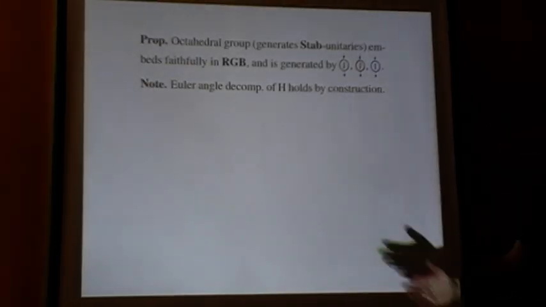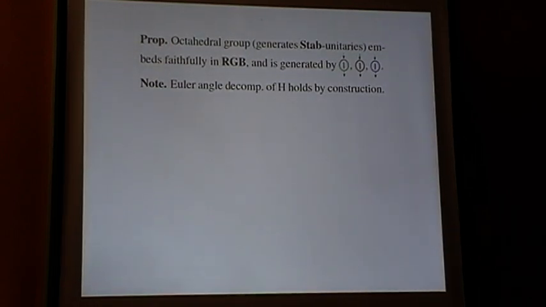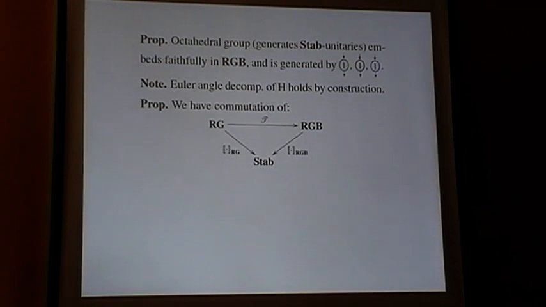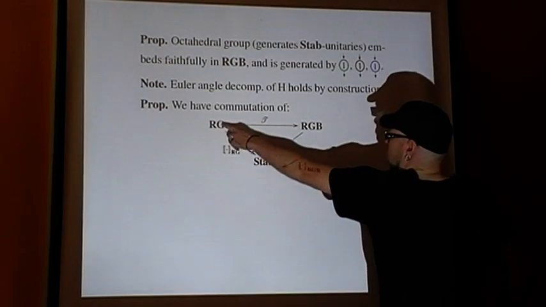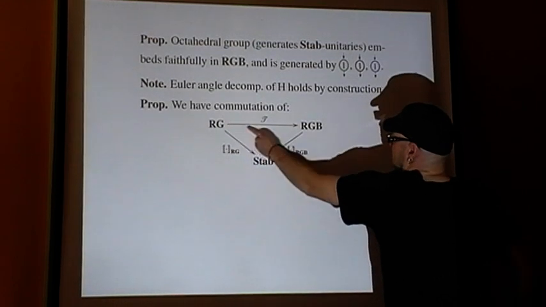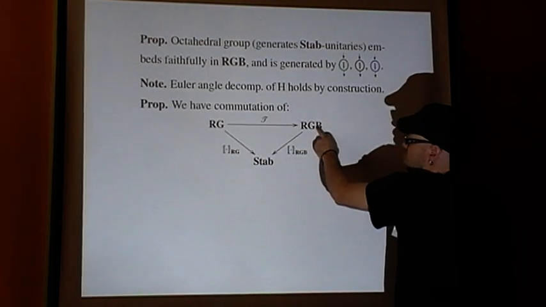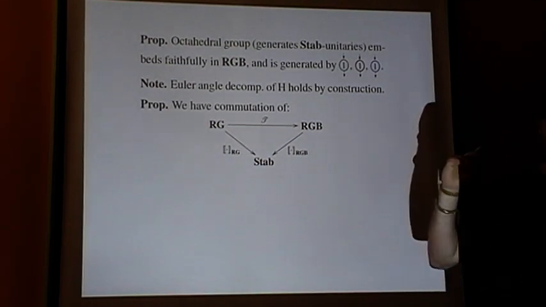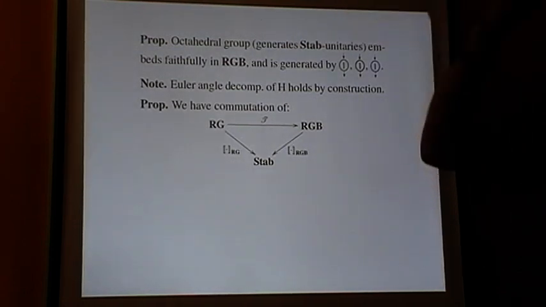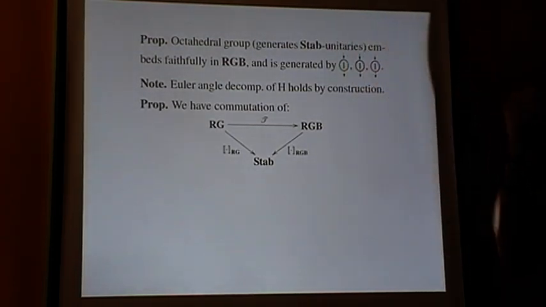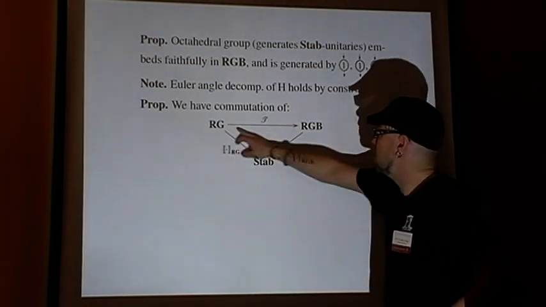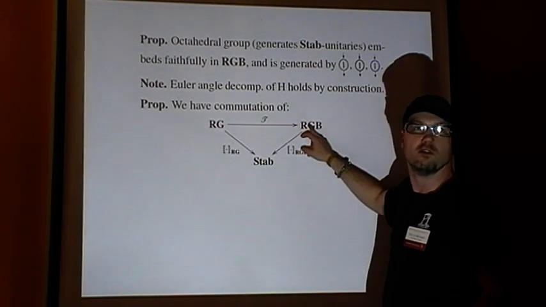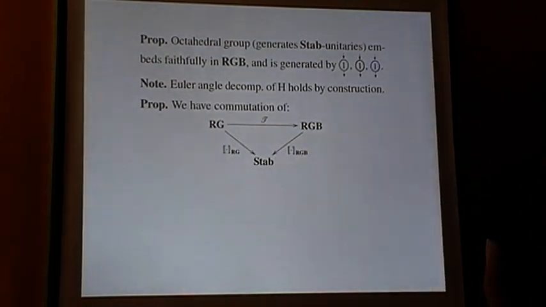The Euler angle decomposition of the Hadamard basically holds by construction, because Hadamard is not a primitive. You build it, so of course. Hadamard is how you build it. We have commutation of the following. Red-green can be mapped into RGB. I should have formally said what I mean by RGB. RGB is just the category you get by taking these generators, building diagrams, and then subjecting them to rules. Basically, this means everything that's provable in red-green is also provable in RGB. So you prove strictly more.